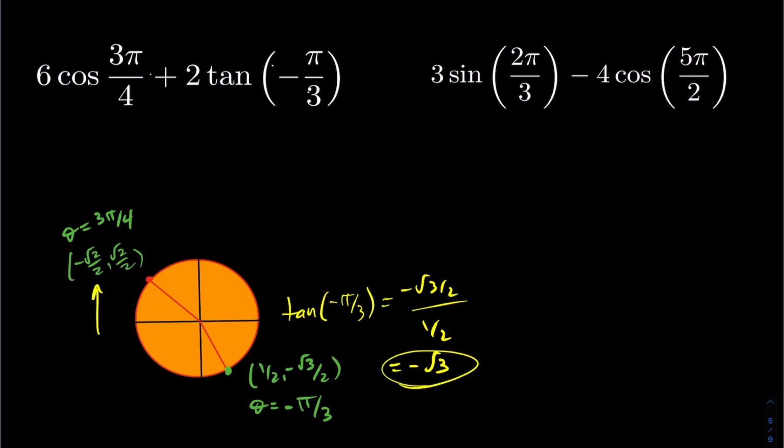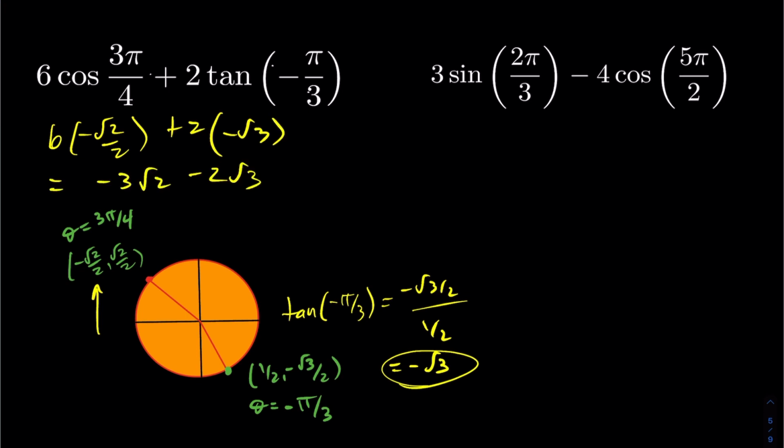In the next one, I want the cos of 3 pi over 4. We see that's the first coordinate. That's going to be negative root 2 over 2. So subbing everything in here, we get 6 times negative root 2 over 2 plus 2 times negative root 3, giving us negative 3 root 2 minus 2 root 3.